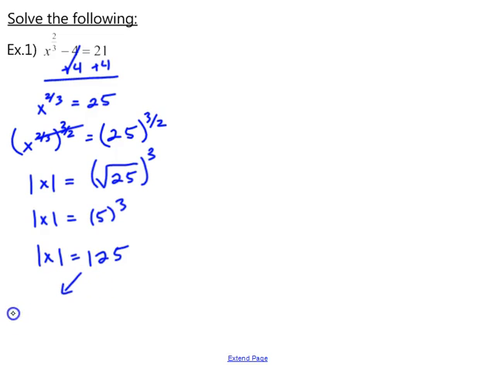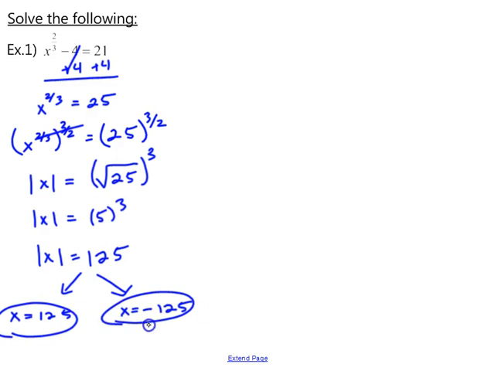So the first one, we have x is equal to 125, and then the second possible answer is going to be x is equal to negative 125. So in solving this equation, we get two possible answers. But remember what I said in the beginning, that checking your answers is extremely important and necessary in this lesson. So we're going to go back to the original equation and check both of these answers.